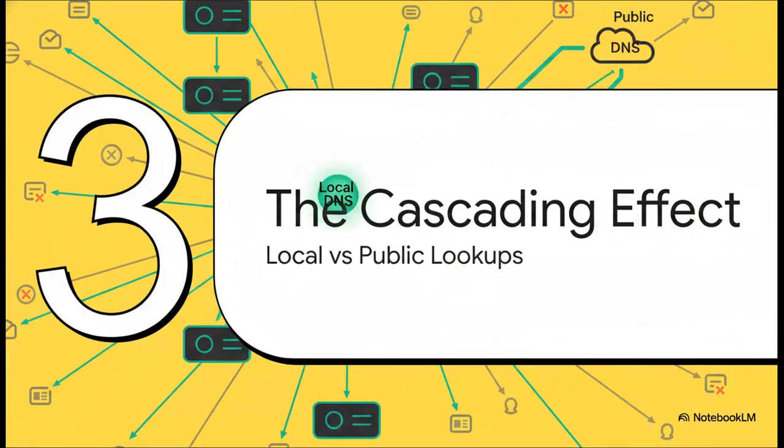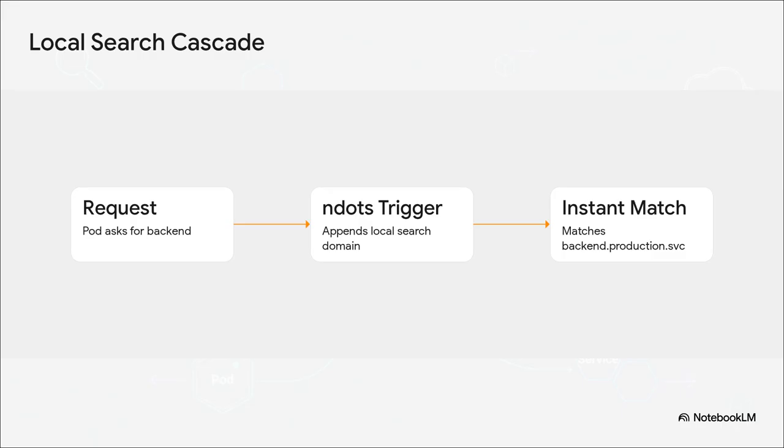Section 3, the cascading fallback effect. Local versus public lookup. Let's see what happens when we put this rulebook to the test with real network traffic. Imagine our front-end pod, sitting in the production namespace, simply asks for backend. Well, the word backend has 0 dots. Since 0 is obviously less than 5, that ndots rule instantly kicks in. The system grabs the first local search path, stamps it right onto the packet, and suddenly it's backend.production.svc.cluster.local. Boom! For our internal service, that's an instant match.